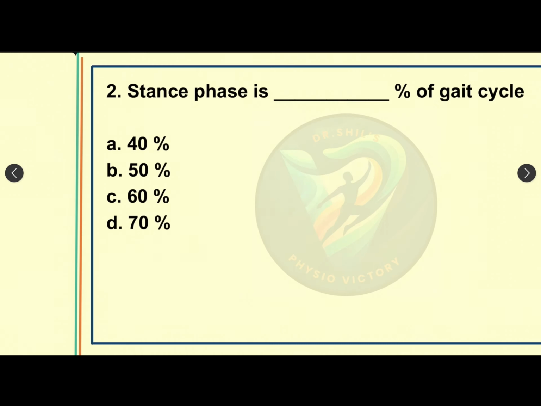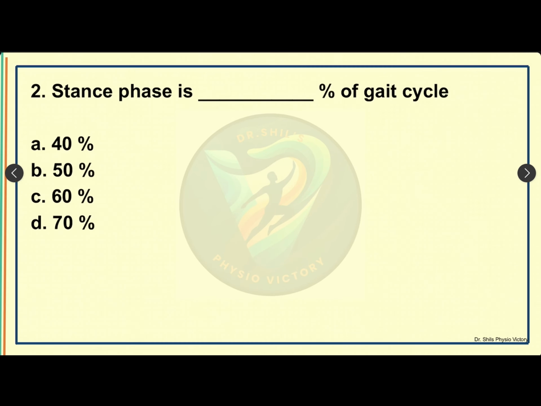Next question. Question number 2. Stance phase is dash percentage of gait cycle. This is a very easy question. The answer is 60%. Tell me in the comment box the percentage of swing phase.